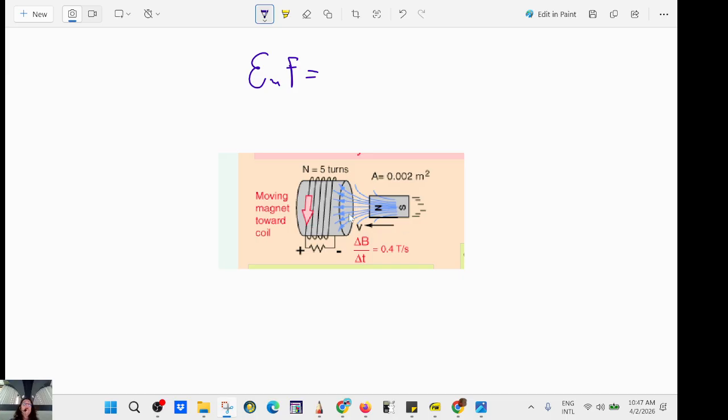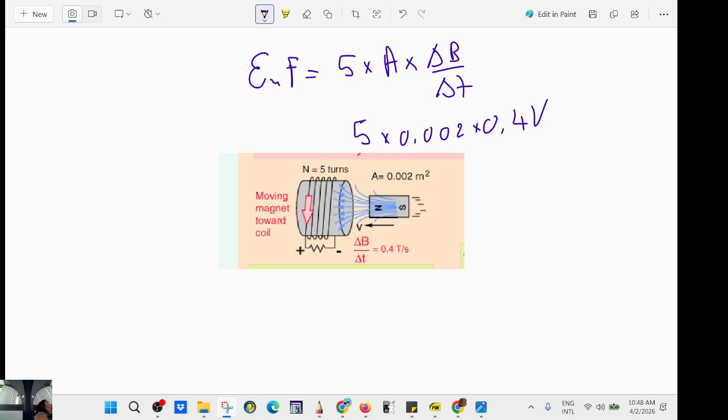So the number of lines poking through increases. So it's just the number of loops, right? Area does not change, times the rate at which magnetic field is changing, right? So it's going to be 5 times 0.002 times 0.4 volt.